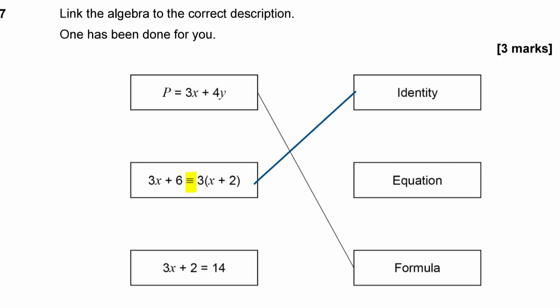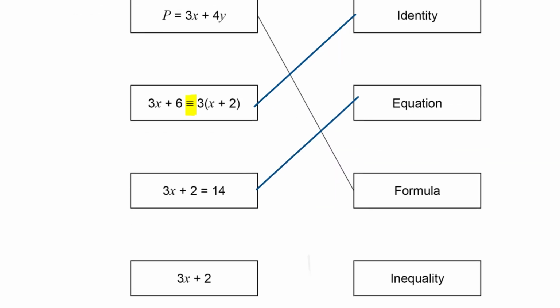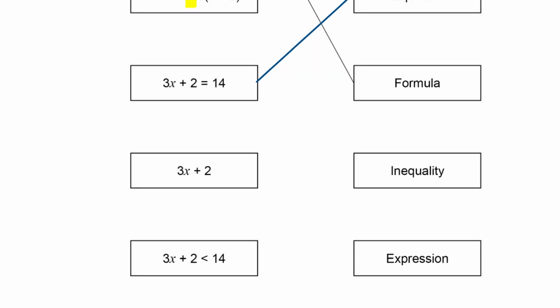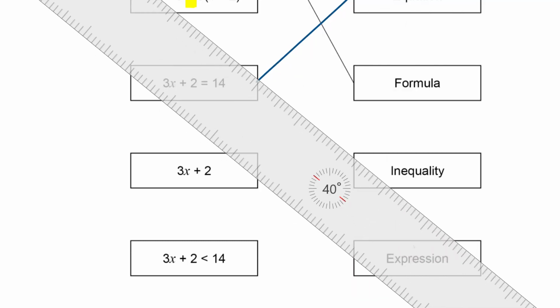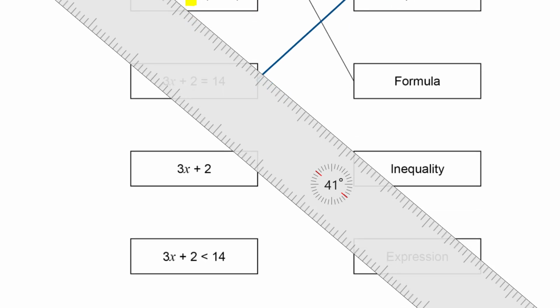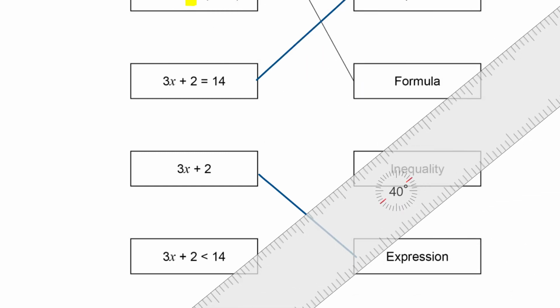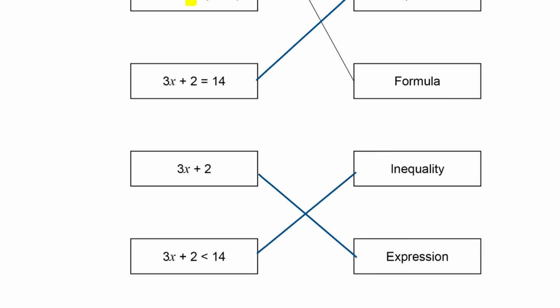Okay, 3x plus 2 equals 14. That's just simply an equation, isn't it? So it's just got one unknown in it, which makes it an equation. And then finally, I've got 2 more things down here. I've got 3x plus 2. That's what we call an expression. There's no equal signs in an expression. And then finally, I've got 3x plus 2 is less than 14. And that then is my inequality. Okay, so that's that done.